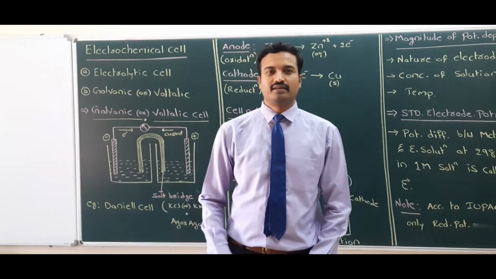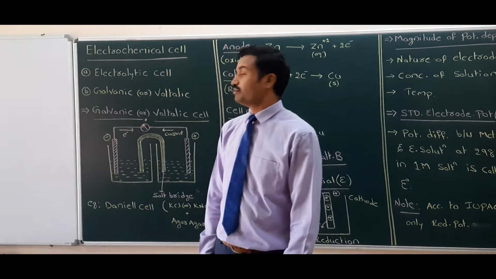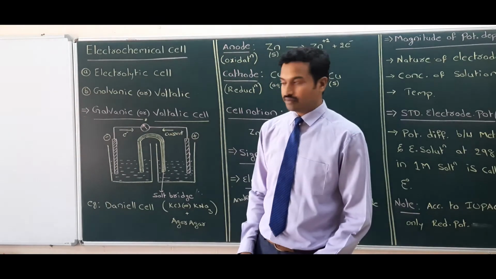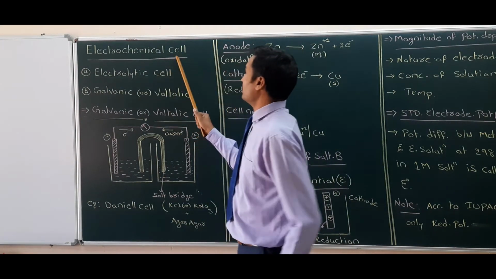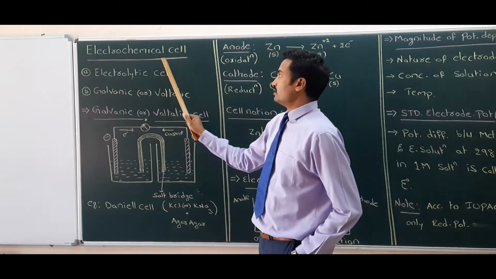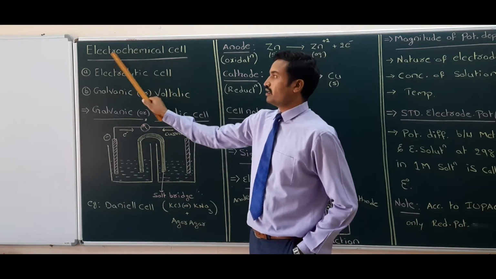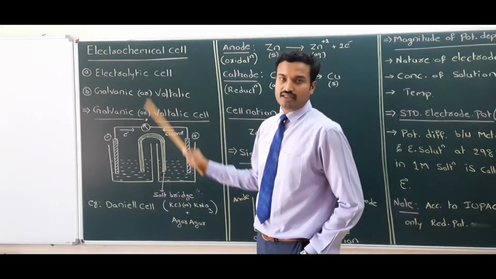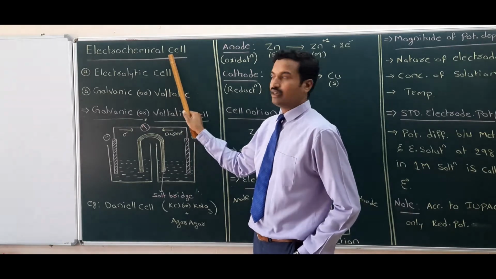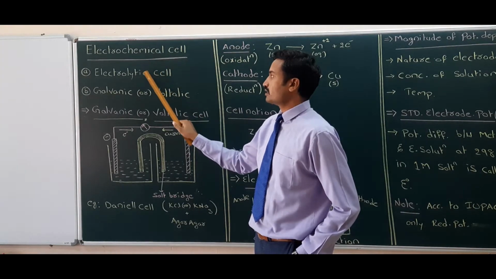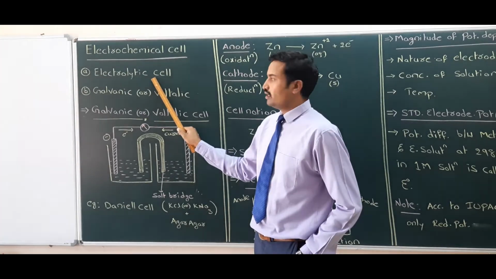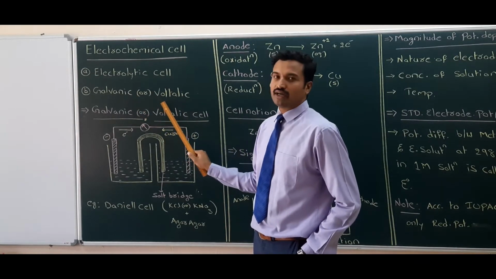Good morning, students. Today we are going to discuss the electrochemical cell. This is a very important topic under electrochemistry. Electrochemical cell means the relationship between electric current and chemical change in that cell. Here, the electrochemical cell is classified into two types. One is the electrolytic cell. The second one is the galvanic or voltaic cell.